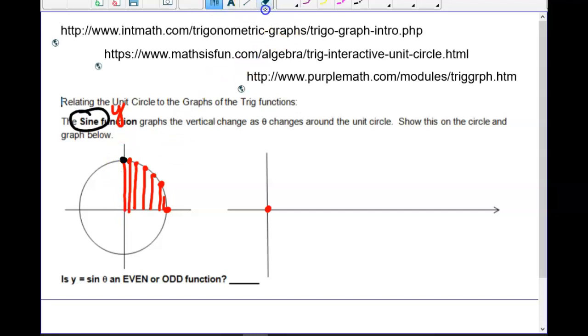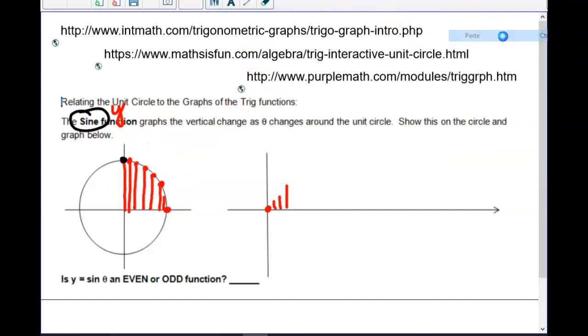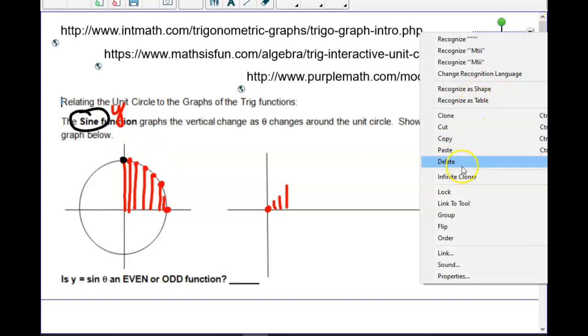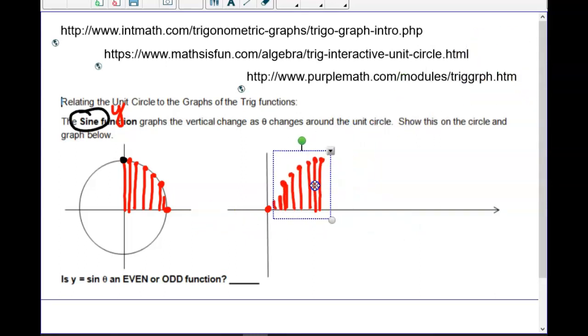Okay, so what we're going to do, and I'm really bad at this, so I'm going to use the smartboard to cheat. We're going to take, as we went around, those got longer and longer and longer, okay? So what I'm going to try to do, if it works, is take those, copy them, paste them somewhere, and flip them because as we went around, it was increasing, okay? So, let me scooch that over. That'll look a little better, okay.